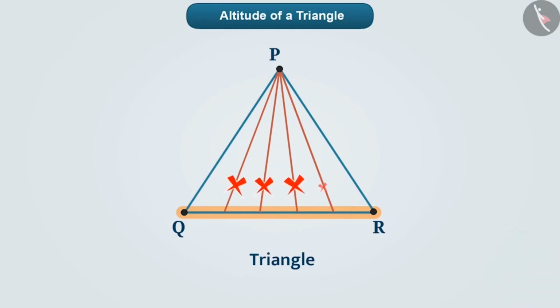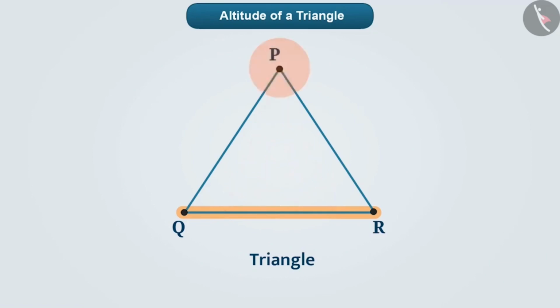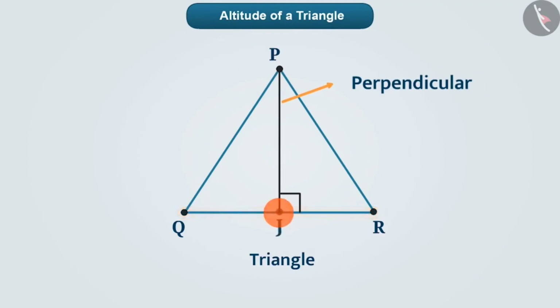No, not all of them give us correct information. From the vertex P, to find the height of a triangle, we draw a perpendicular to its opposite side QR, which intersects the side QR at point J. A perpendicular drawn from a vertex to its opposite side is called an altitude of the triangle. Here, line segment PJ is an altitude of the triangle PQR that forms a right angle on the side QR. This gives us the distance between the vertex and its opposite side, that is, the height of a triangle.